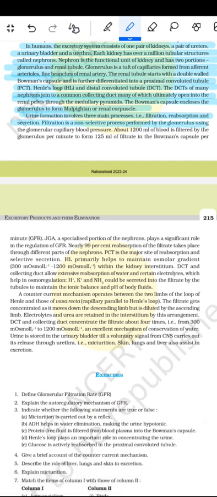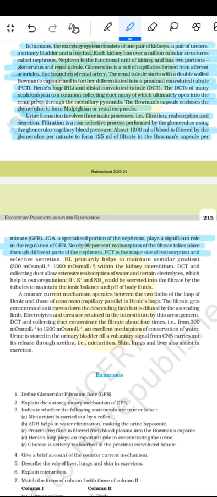Filtration is a non-selective process performed by the glomerulus using the glomerular capillary blood pressure. About 1200 ml of blood is filtered by the glomerulus per minute to form 125 ml of the filtrate in the Bowman's capsule per minute. JGA, a special portion of the nephrons, plays a significant role in the regulation of the GFR. Nearly 99% of the filtrate is reabsorbed through the different parts of the nephrons.